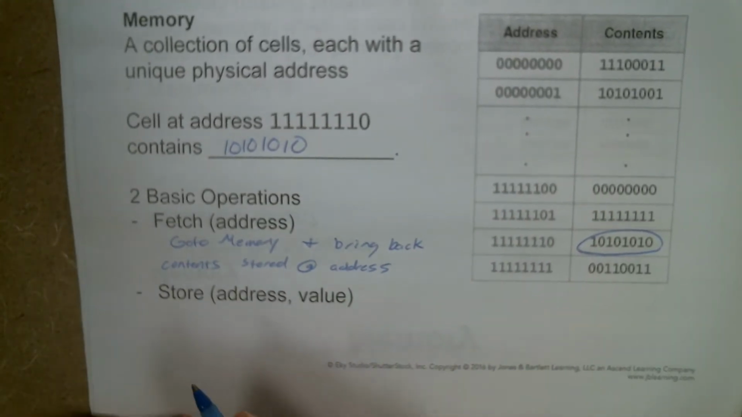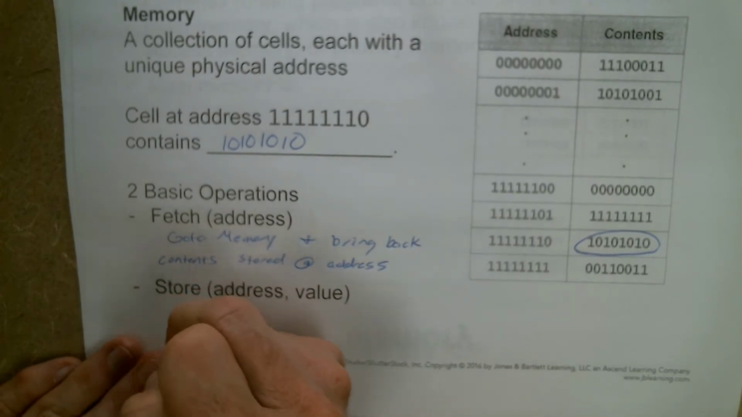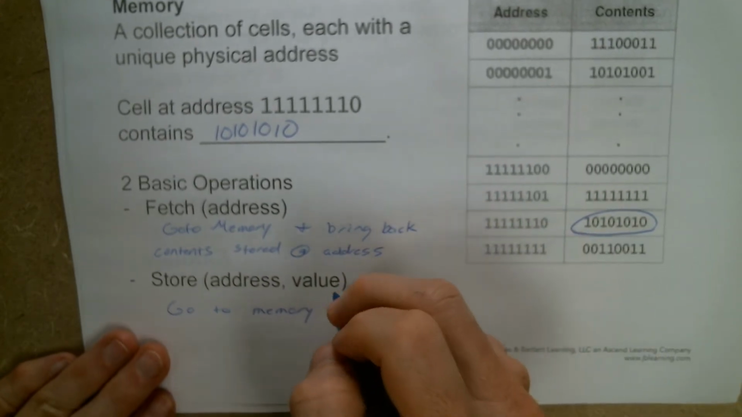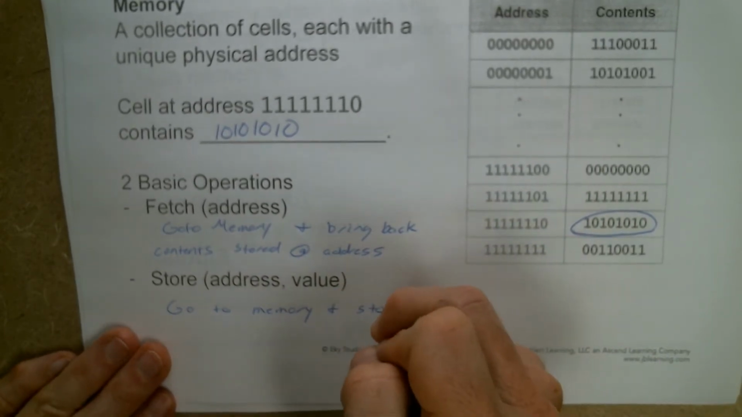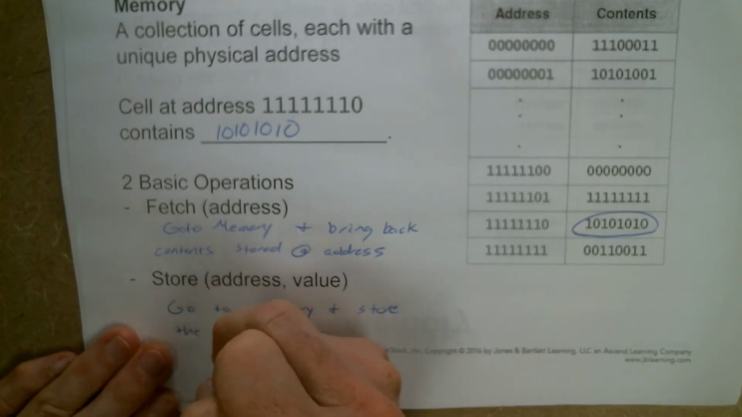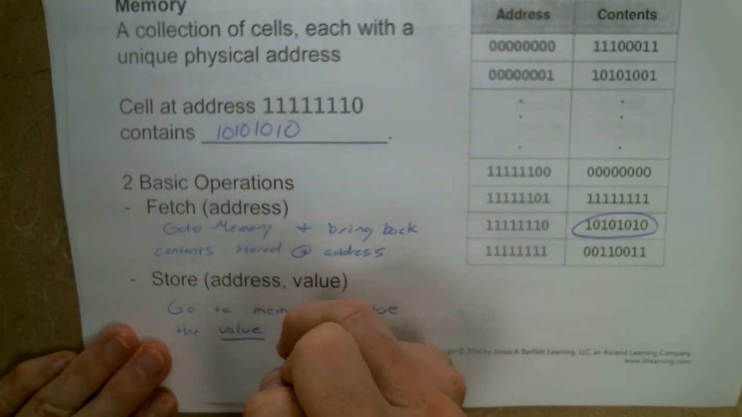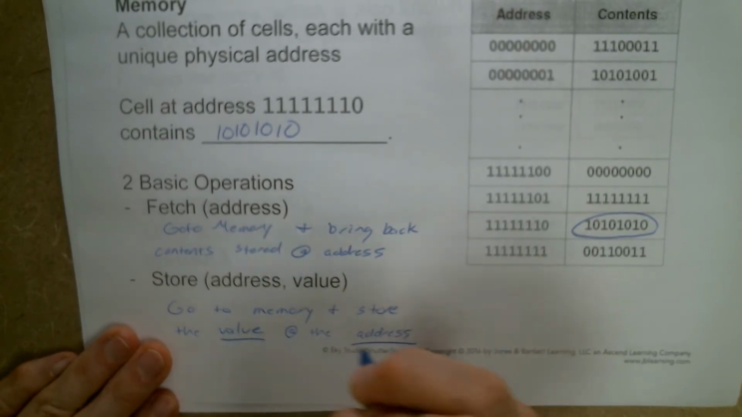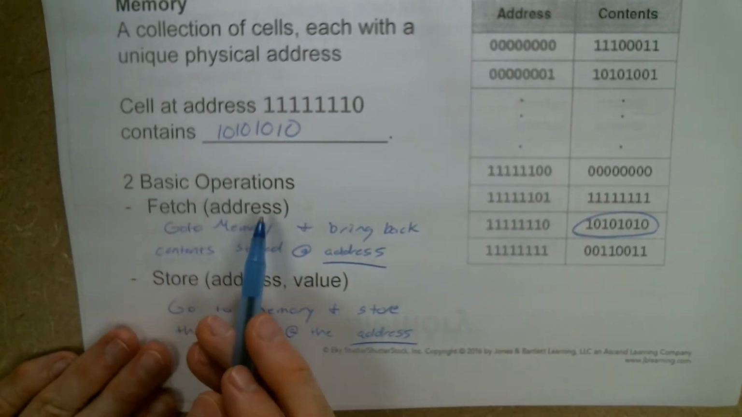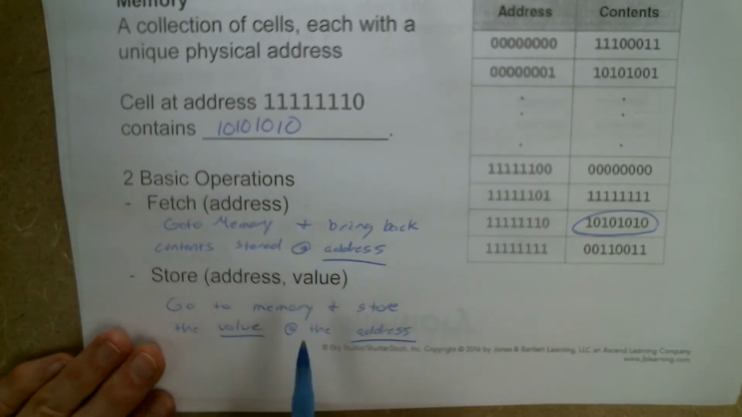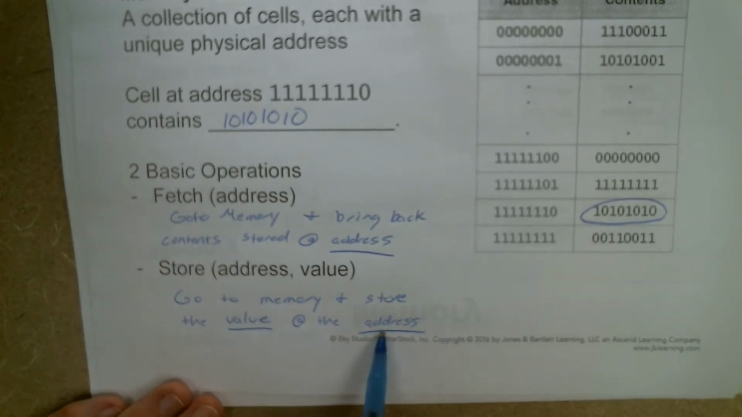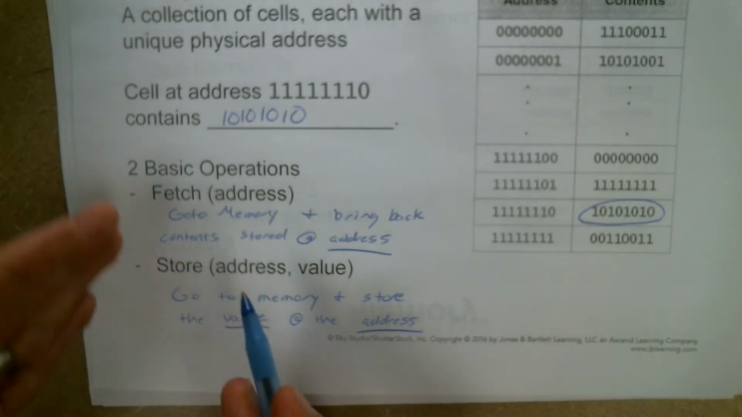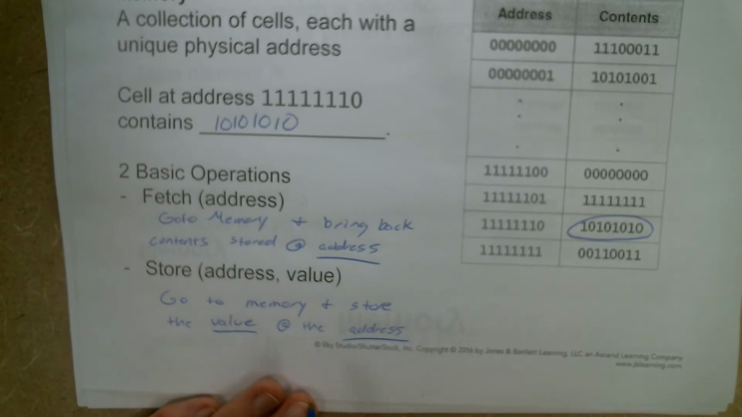Now a store is pretty similar. You're still going to go to memory and store the value, which again is a parameter, at the address. So when you're doing a fetch, you need to specify what you're fetching, and then you just go and get the data. When you're doing a store, you need to specify where it's being stored and what that value is. These are the main two things that memory is responsible for.